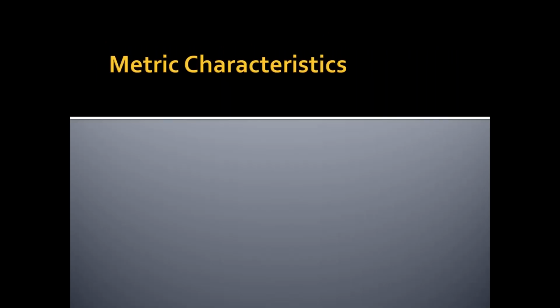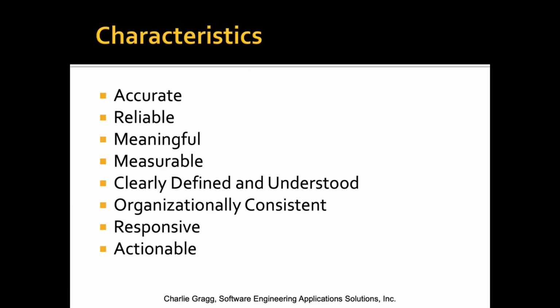Now let's look at what desirable metric characteristics are. And as I said earlier, the characteristics are very similar to the desirable characteristics of requirements. They need to be accurate. They need to be meaningful and measurable. If they don't drive a response activity or cannot be measured, then they're of little or no value. You're just wasting your time. They need to be understood and consistent across the organization.